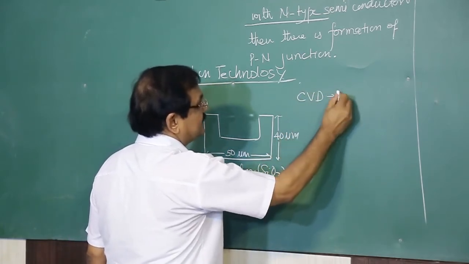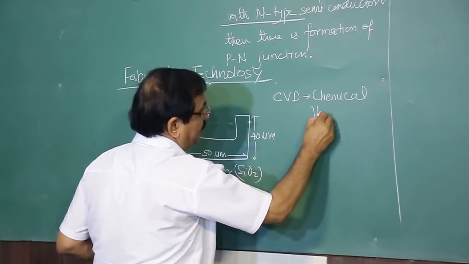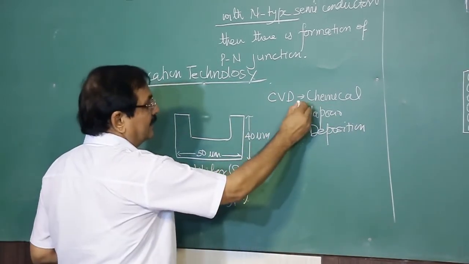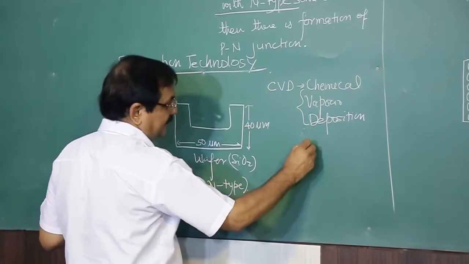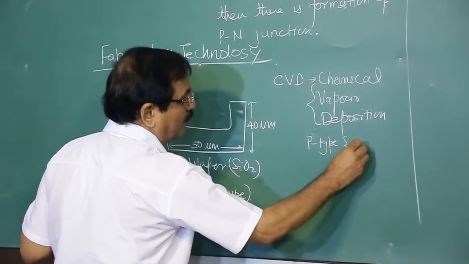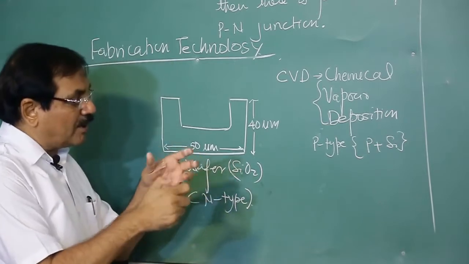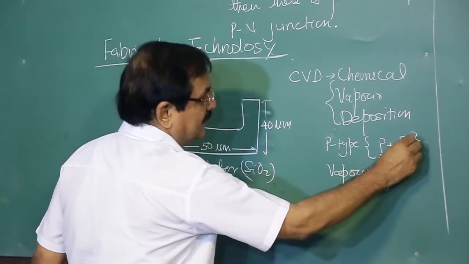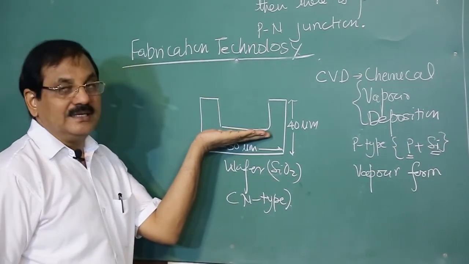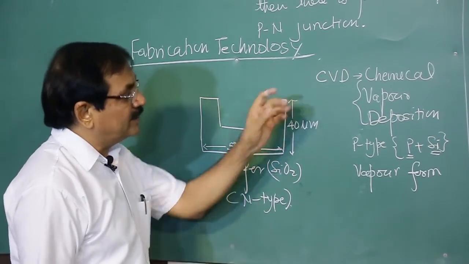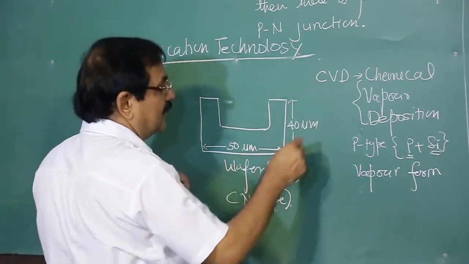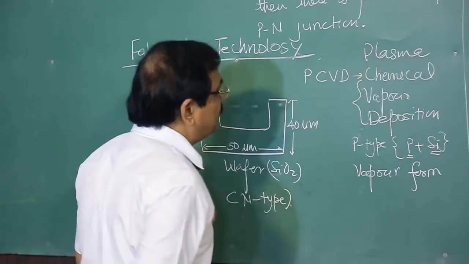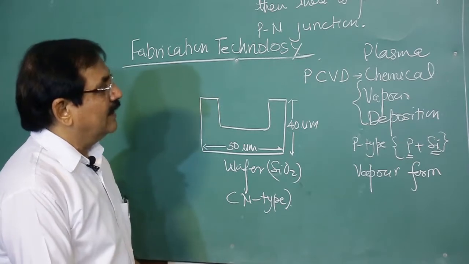CVD, the C stands for chemical vapor deposition. For p-type, the vapor forms of phosphorus and Si are deposited in this space. Since chemical vapor deposition has a slow rate, in order to accelerate it we use P, which stands for plasma: PCVD, plasma enhanced chemical vapor deposition.